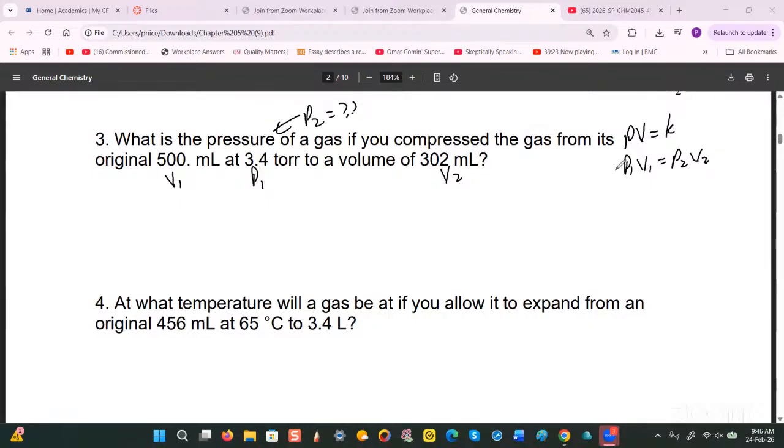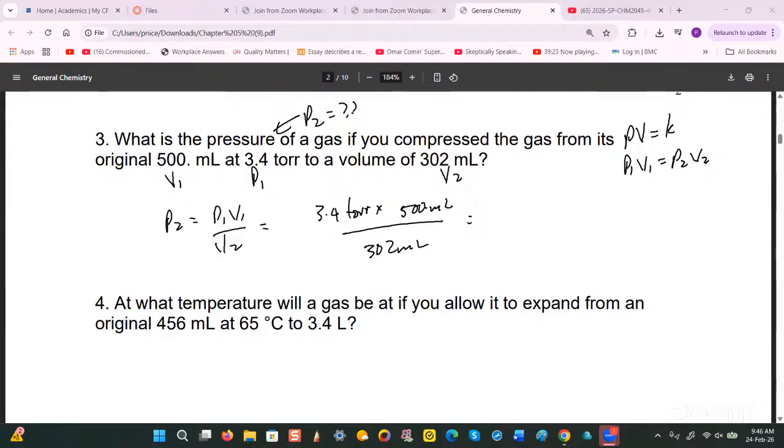Right? So I would rearrange this equation to get P2 is equal to P1V1 over V2. And then put the numbers in. So P1 is 3.4 torr times V1, which is 500 mL, divided by V2, which is 302 mL, and you work that out, right? So that's 3.4 times 500, and then divided by 302.